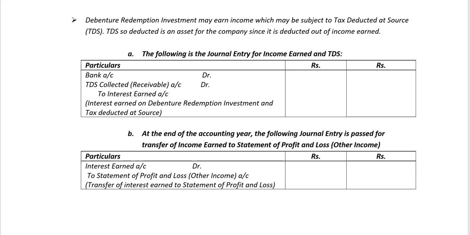At the end of the accounting year, the following journal entry has to be passed for the transfer of income earned to statement of profit and loss other income. Interest earned account debit, to statement of profit and loss, other income, for the transfer of interest earned to statement of profit and loss. So these are the two journal entries that need to be passed for any interest earned on the debenture redemption investment.